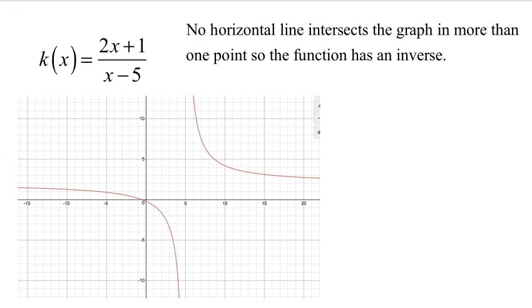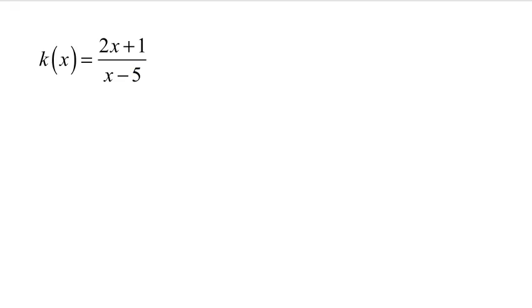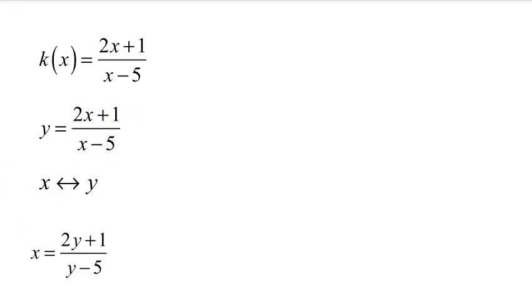So we know that. We can find the inverse. We're going to use y equals notation and then switch the x and y's and solve for y. So there's our idea. Y equals 2x plus 1 over x minus 5. To find the inverse, x becomes y and y becomes x. So x equals 2y plus 1 over y minus 5. And then we want to solve for y.